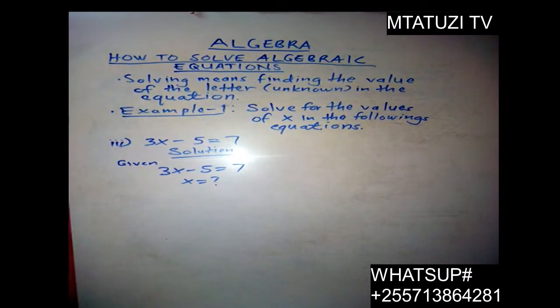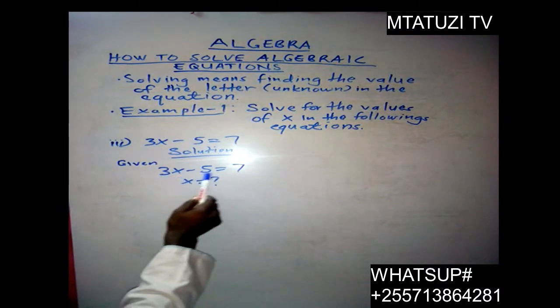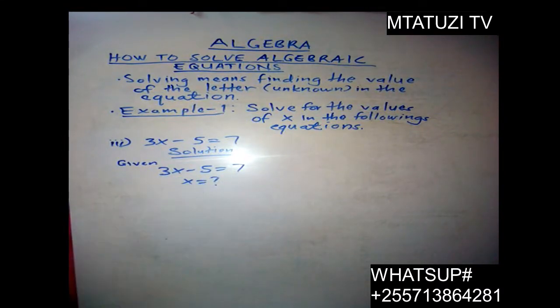For this question, what are we going to do for a question like this one? In order to do a question like this one, we write solution and we write what we are given. We are given 3x minus 5 is equal to 7. So x is equal to how much?